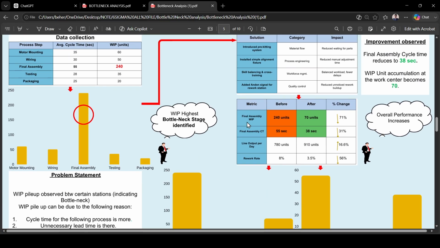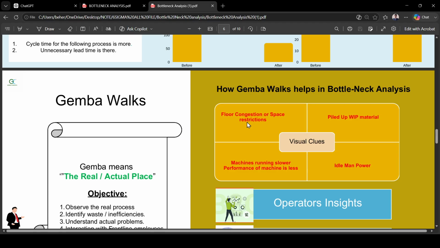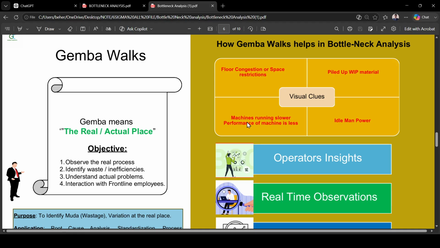So that's enough for me. Then Gemba. How does Gemba help in bottleneck analysis? Gemba means the real and actual place. Observe the real process and identify who is standing in place. Understand the actual process interaction with the whole line.